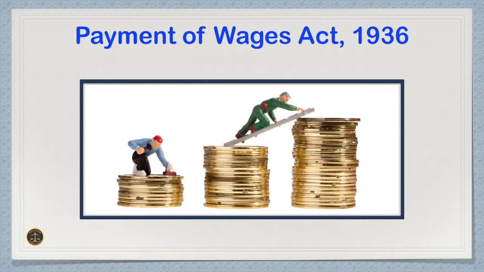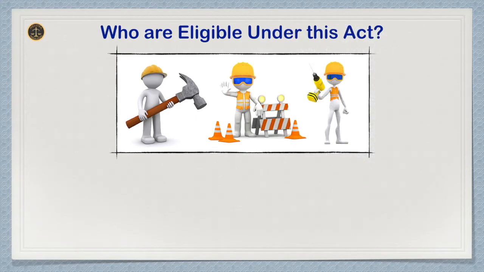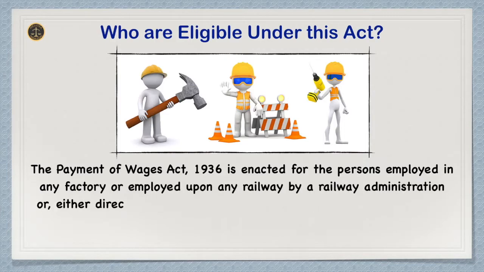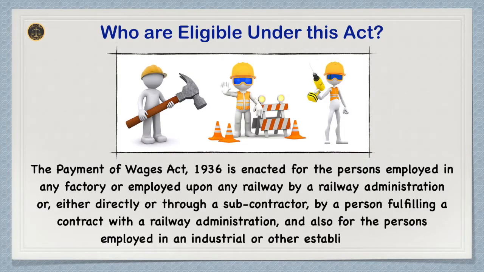So let's understand the act with the first question, that is, who are eligible under this act? The Payment of Wages Act 1936 is enacted for the persons employed in any factory or employed upon any railway by a railway administration, either directly or through a subcontractor by a person fulfilling a contract with a railway administration, and also for the persons employed in an industrial or other establishment.